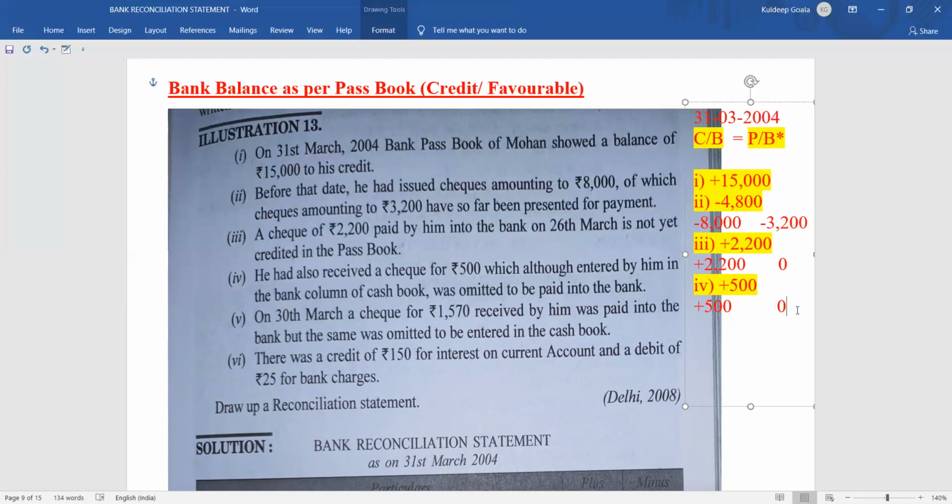Point number 5. So what is point number 5 saying? Point number 5 is saying that on 30th March, okay, try to understand, a check of 1570 was received by him. He received 1570 rupees by check, which was paid into the bank. He deposited it in the bank also, but the same was omitted to be entered in the cash book.